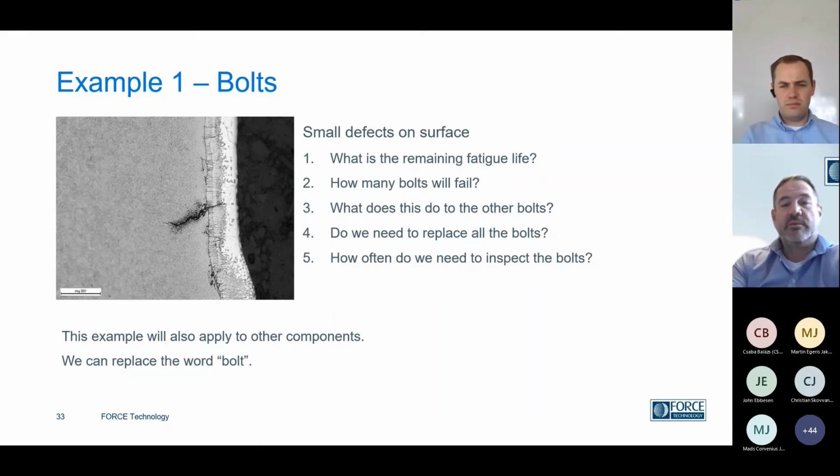If these bolts fail, what does it do to the other bolts? How does it change their fatigue life? Do we need to replace all of the bolts, or could we only replace some of the bolts? And then how frequently do we need to inspect this?